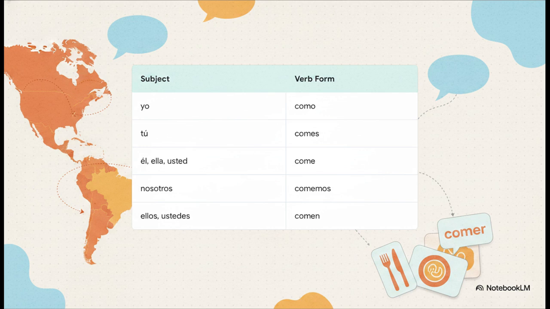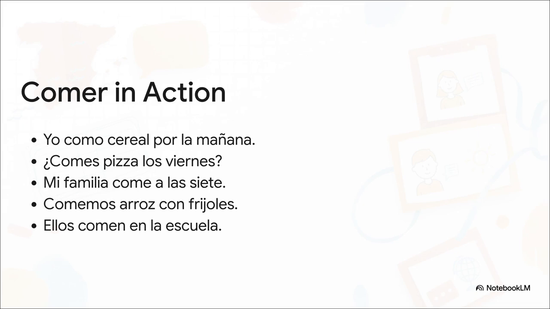For yo, it's como, como. For tú, comes, comes. For él, ella, or usted, come, come. For nosotros or nosotras, comemos, comemos. And for ellos, ellas, or ustedes, comen, comen. Let's put our master verb into some real daily life scenarios.